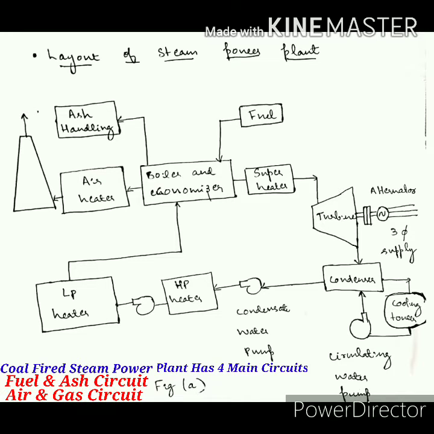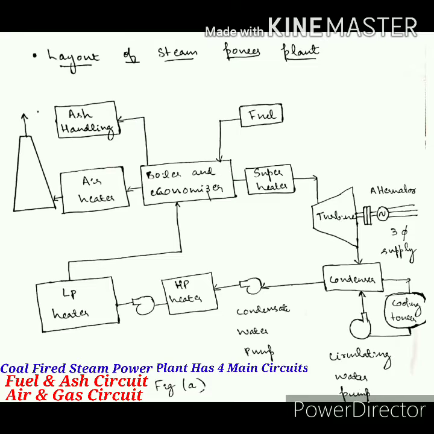Next is the air and gas circuit. As we know, we are going to feed air, water and fuel in proper proportions. Air is also very important for the complete combustion of the fuel. So we are going to feed this air through two types of fans. One is called the forced draught fan and the other is the induced draught fan. But in the case of a large power station, it's better that we use both of these so that we can have a balanced amount of air being passed.